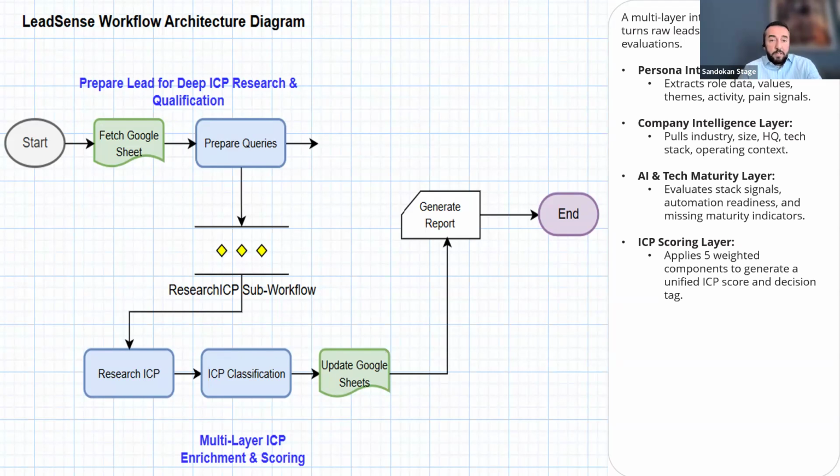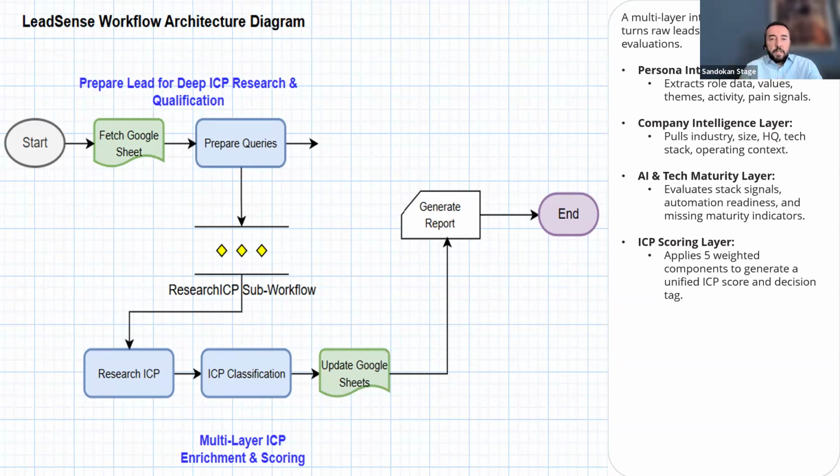Hot means call this person today. Warm means this is a good fit, but timing might not be perfect. And cold just means save your energy for someone else. And you get an ICP match percentage, right? Like this is 87% fit. So you know exactly where they stand.